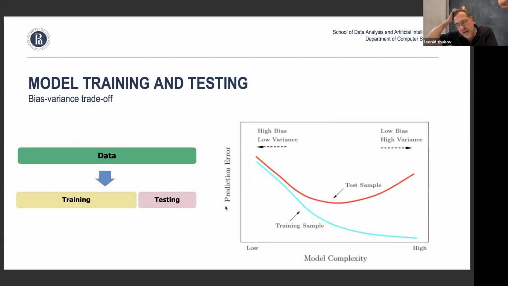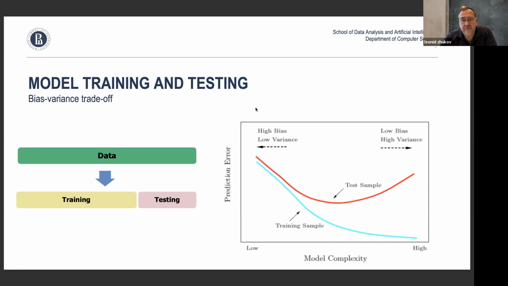So finally, to sum up, and this is probably the most important slide for the lecture that you need to keep in mind always when you build models. And this has to do with both regression and classification, so for both supervised learning tasks, there is this training and testing, and there is also a scientific term for this, bias variance trade-off.